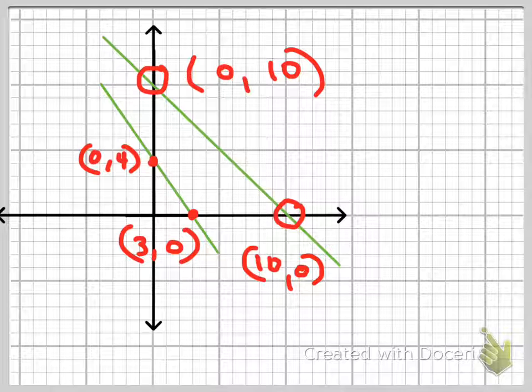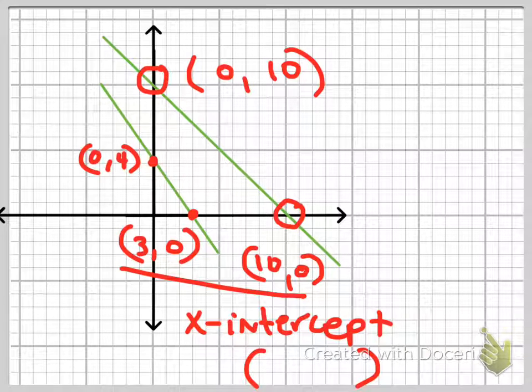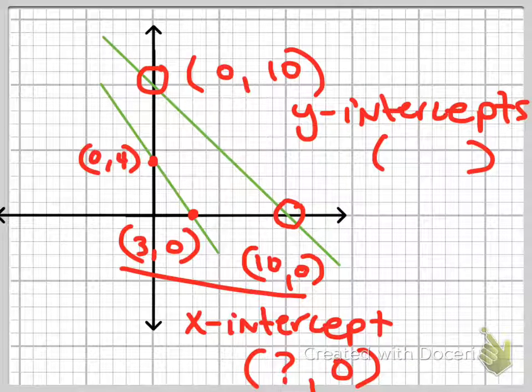Very good. I want you to notice that these were the x-intercepts, and they both have a 0 somewhere. And these are the y-intercepts right here, and they both have a 0 somewhere, but in a different place. The x-intercepts have a 0 in the y and some value for the x. And the y-intercepts have a 0 in the x and some value for the y.